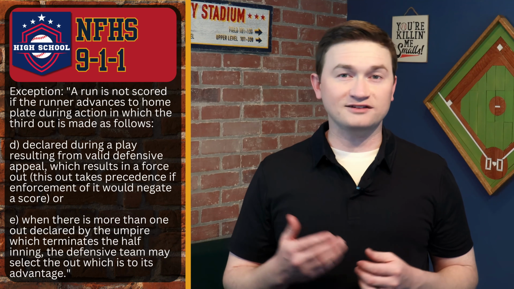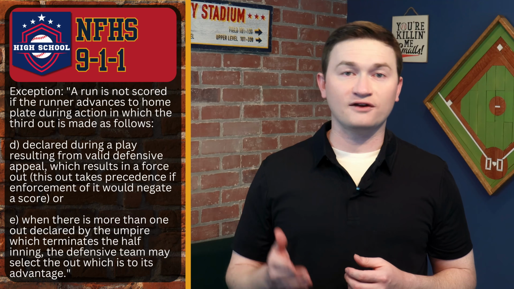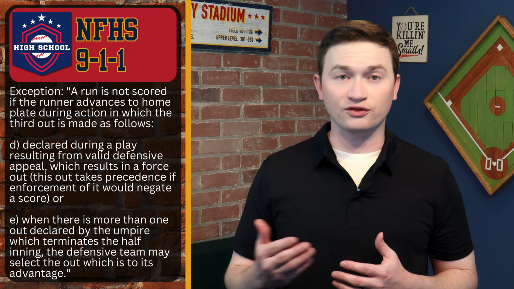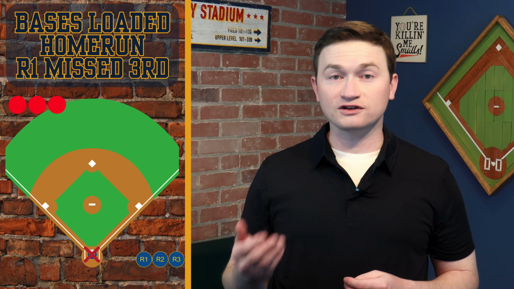Now in E, it's interesting because it clarifies that a fourth out can be selected for use by the defense instead of the original third out in the inning. For example, let's look at our bases loaded inside the park home run. If the batter runner had been thrown out at home, that would be the third out. But the defense could still appeal that R1 missed third base. With a proper appeal, R1 would be the fourth out, but the defense would want that out because then 2 runs score, not 3.